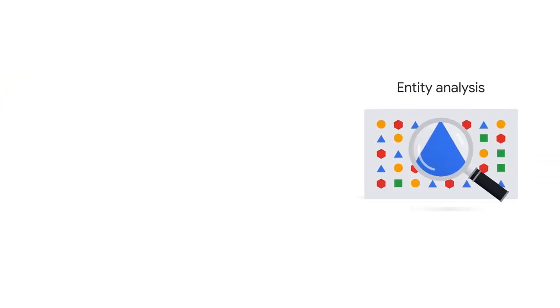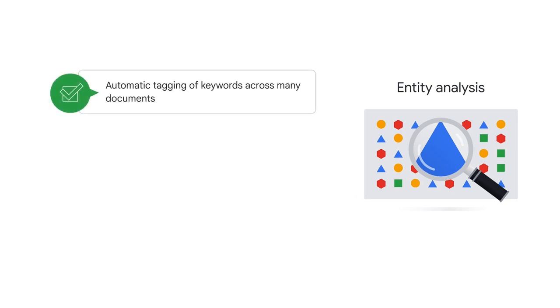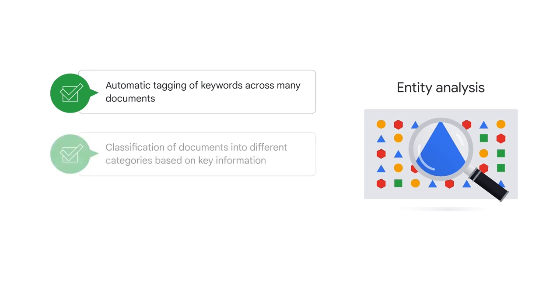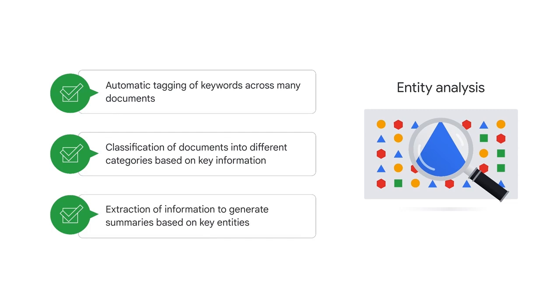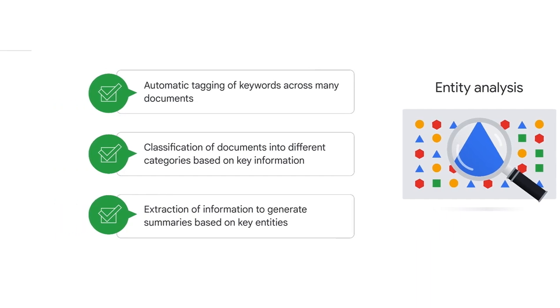How can entity analysis be applied to solve your business problems? How about automatic tagging? Say you have tons of legal documents and you want to auto-tag the main words of each document. How about document classification? Say you want to classify your documents to different categories based on key information in the text. Or what about information extraction, so you can generate summaries based on the key entities in the doc? There are many other usages of entity analysis. Take a minute to think about how to apply it to your use cases.